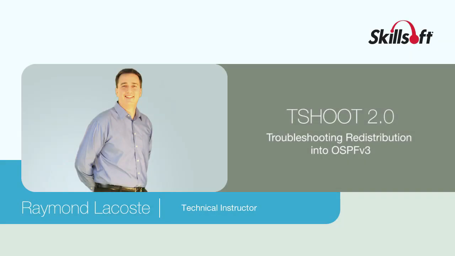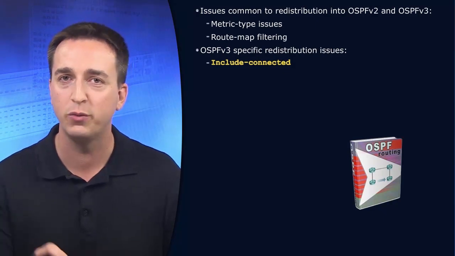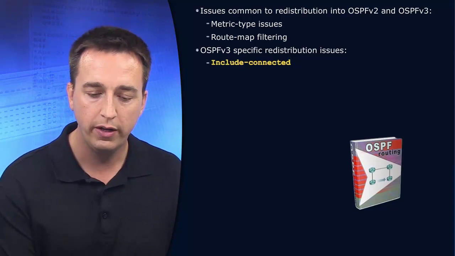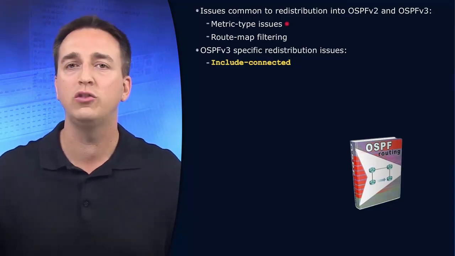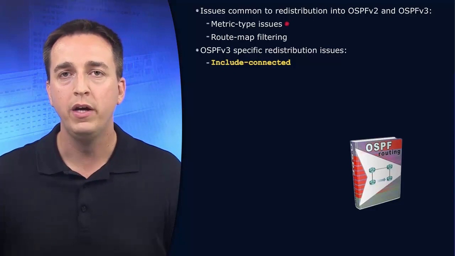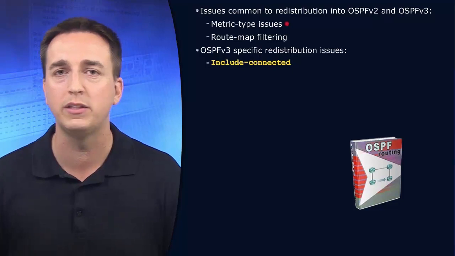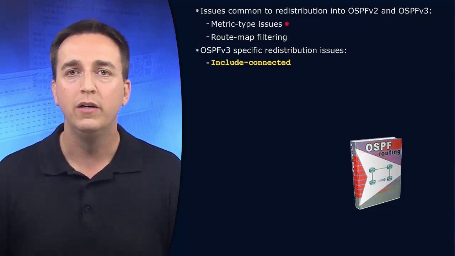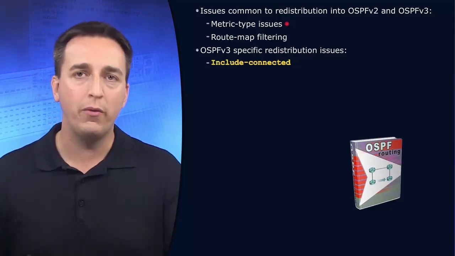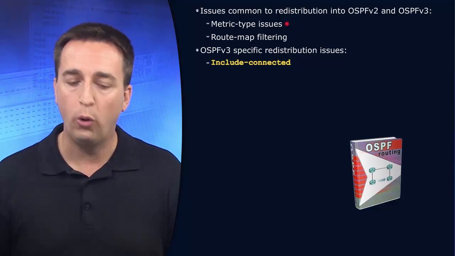When troubleshooting OSPFv3 redistribution issues, you will come across similarities to the issues experienced with OSPFv2. For example, metric type issues. E2 versus E1. That hasn't changed with OSPFv3. So if you are experiencing suboptimal routing because you have multiple autonomous system boundary routers and the wrong one is being utilized as the exit point from the OSPF domain, you might want to double check on the E2 versus E1 issue at the redistribution points.